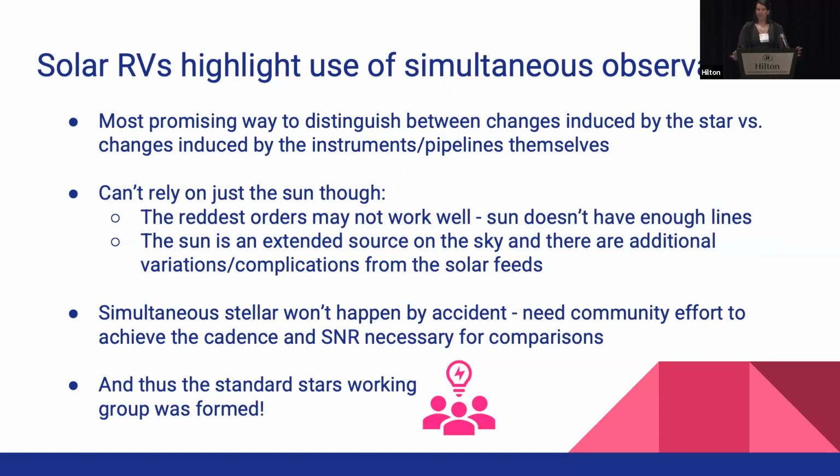But we think there are challenges to relying on just the sun to do this work for us. Just a couple of examples. The reddest orders, especially for instruments that reach further into the red optical or near infrared, may not work as well because the sun is lacking in absorption lines there. So having a variety of stars and cooler stellar types might be helpful. And also, as I just mentioned, the sun is an extended source on the sky. It has differential extinction in a way that we don't see as much with other stars. Having the solar feeds themselves, especially ones with domes on them, may introduce some level of additional systematics. And so there's a difference really in the solar data that comes into our instruments and the stellar data. And so it's important to have input from both of those directions.